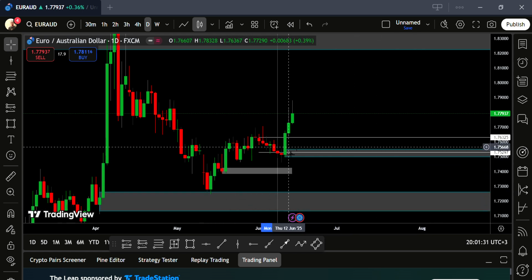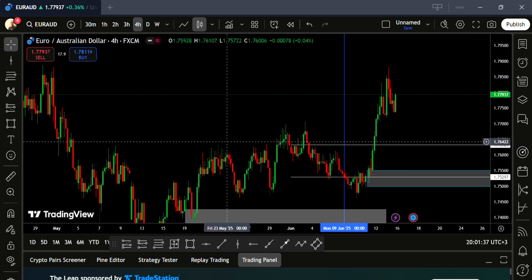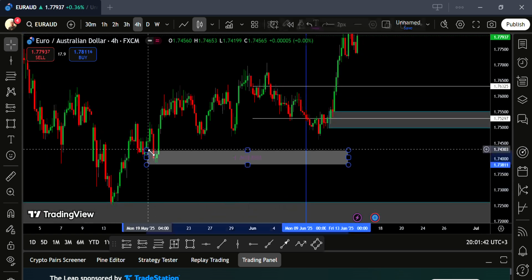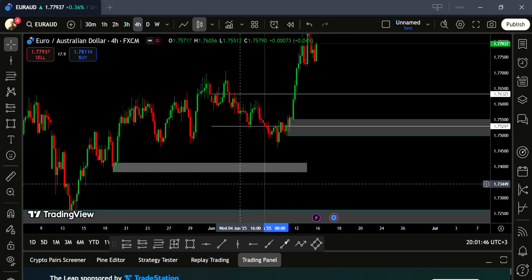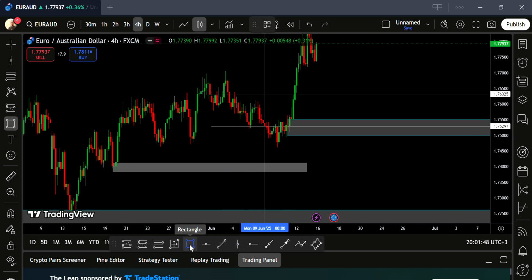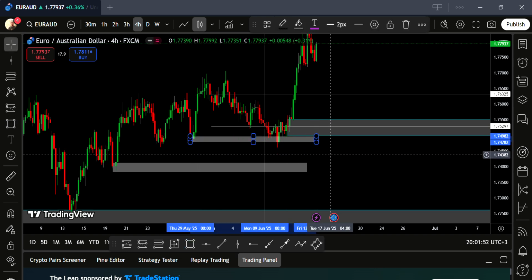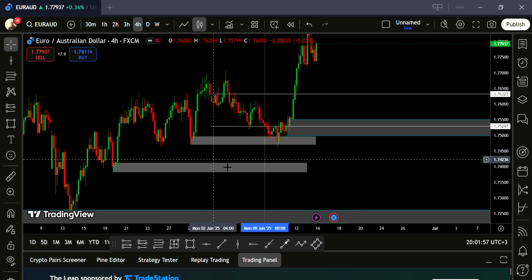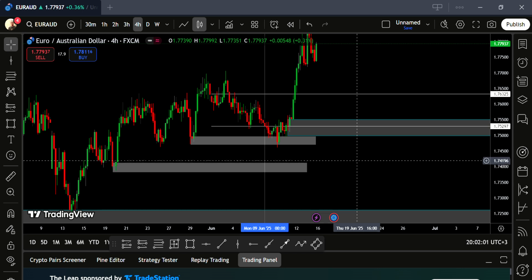No. Good. So now we proceed to the 4 hour to refine our zones. However you see a demand zone, refine it to here. This is the daily, and now we see another demand zone here. See another demand zone there. Did I mark it well? Yes, I've marked it well. So we see two demand zones.